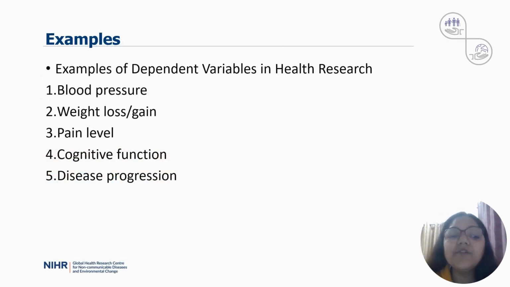Some other examples of outcome or dependent variables in health research are the blood pressure, weight loss or gain, pain levels, cognitive function, and disease progression.